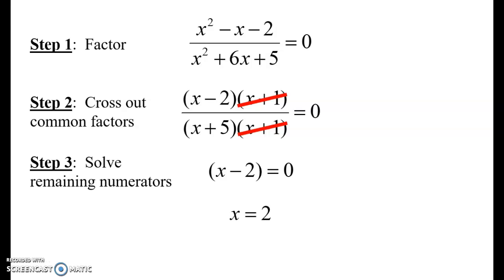Now, you might be asking yourself, what about the denominators? You don't have to solve them. You're just trying to make sure that there's nothing that can cancel out with a numerator. So after you factor it and see if there's anything to cross out, you're done with the denominators. You don't have to use those again to solve these problems. Okay.